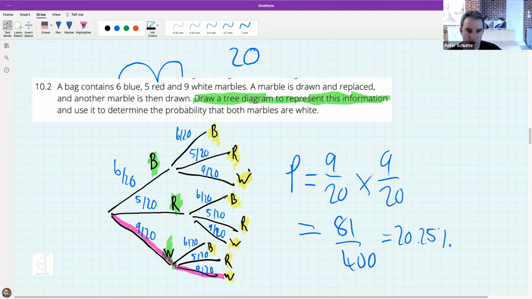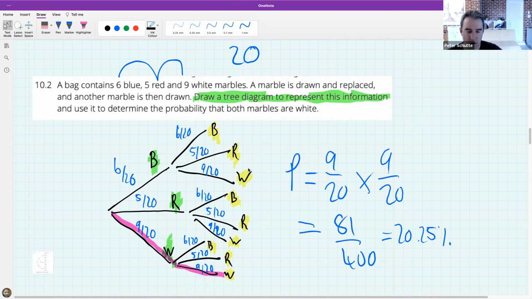Why were the branches expanded? Because I think I made a mistake of just drawing the tree diagrams of one branch, of one blue, red, and white. So I wanted to ask, why was it further expanded?